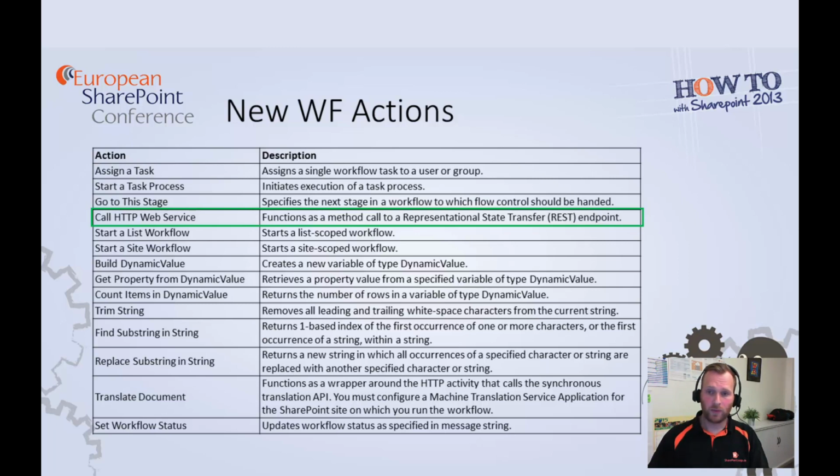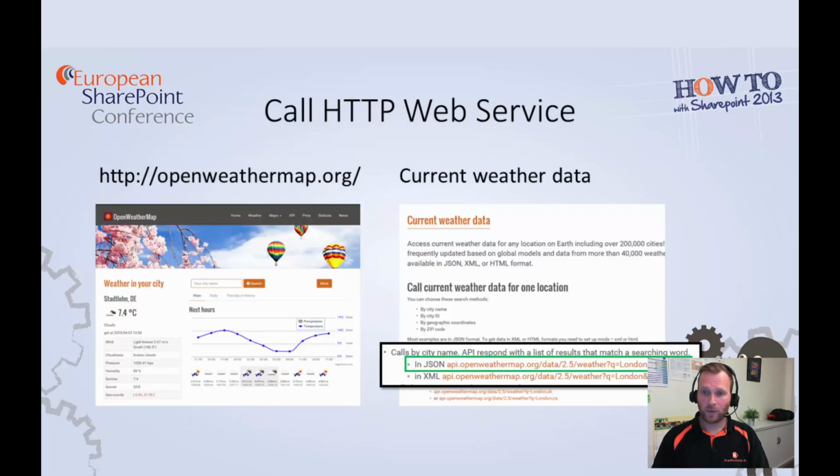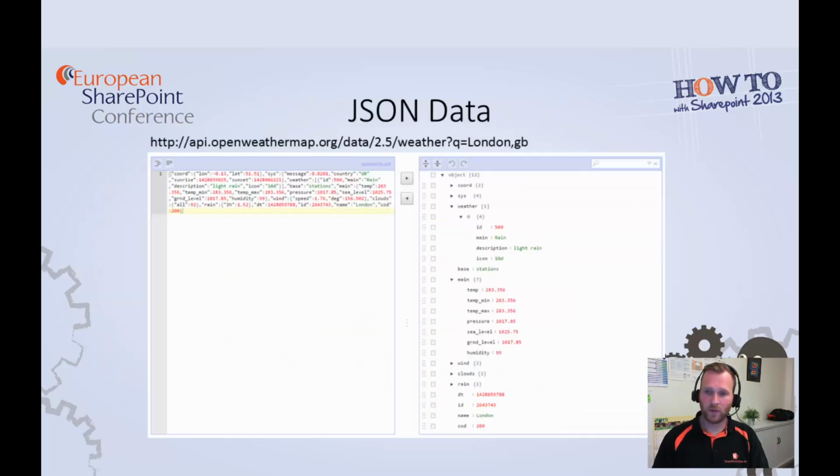In today's workflow, we'll get current weather information from openweathermap.org. We'll get the weather information as JSON data. And here we see an overview of the JSON data we'll get if we pass our city and the country code to the web service. On the left side, we see the raw data of the response, and on the right side, we see it as structured data.